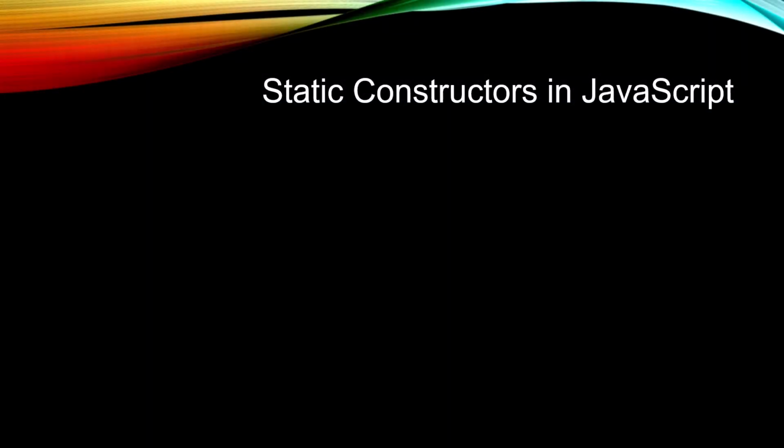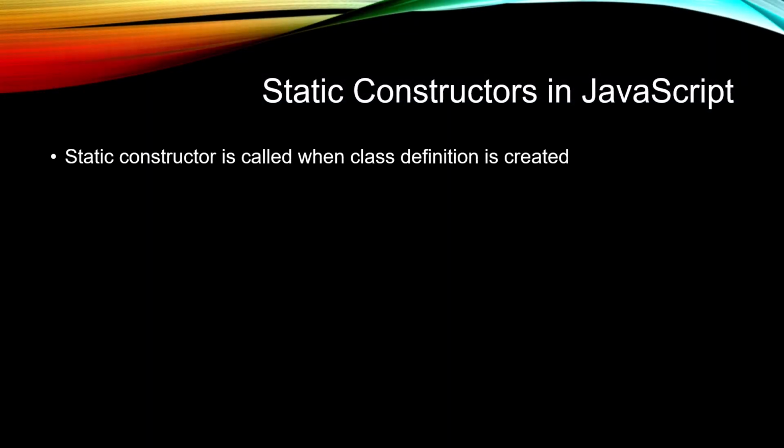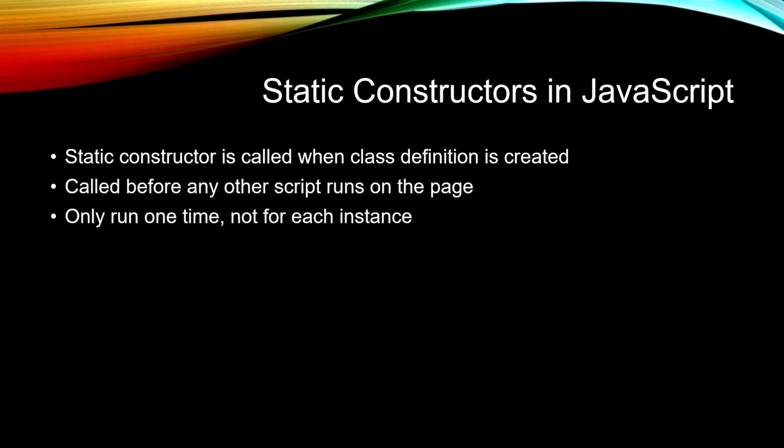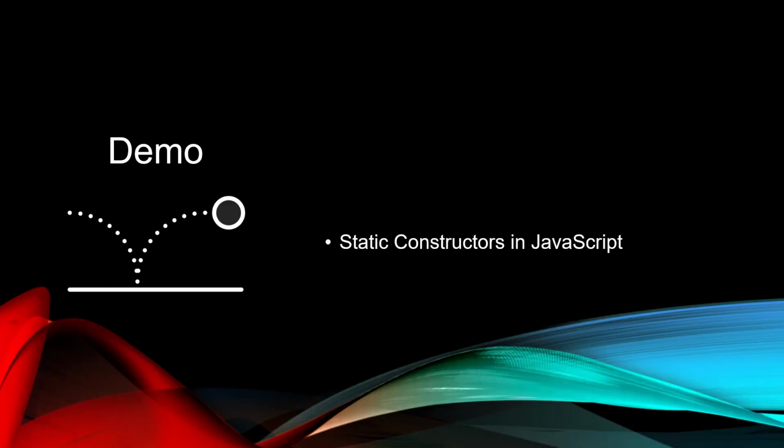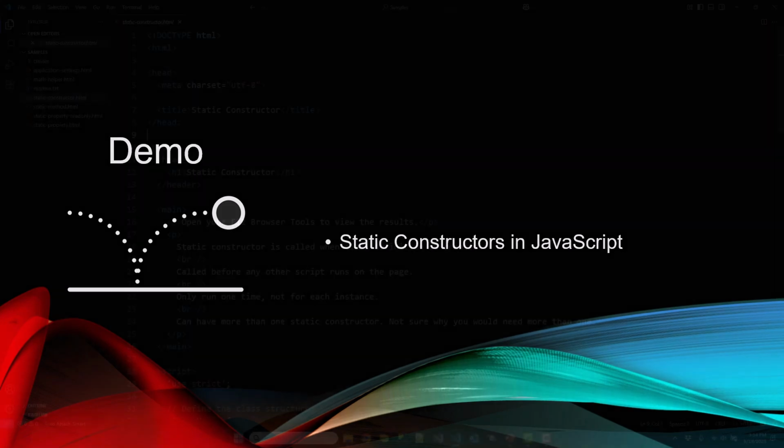You are allowed to have a static constructor in your classes. A static constructor is called when the class definition is created. It's called before any other script runs on the page. It's only run one time, right? Not for each instance, but only that time that class definition is created. Now, it's interesting, you can have more than one static constructor. I'm not sure why you would need this, but it is possible. Now let's take a look at creating static constructors in JavaScript.